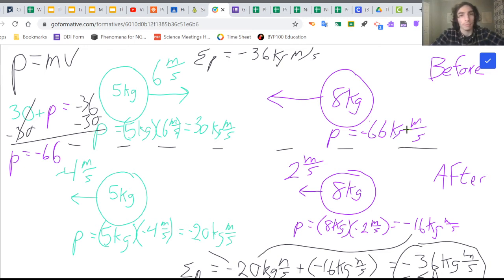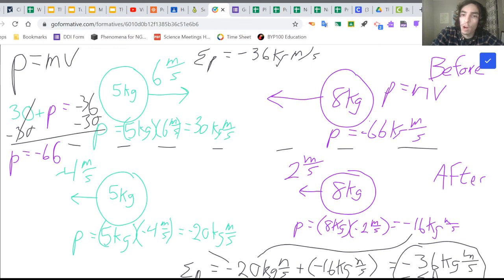Okay, so we've got our momentum here, but we're still one step away because we wanted to know not what this missing momentum was of this 8 kilogram object at first, but what its velocity was. So here we're going to have to use, again, our momentum equation. p equals mv.